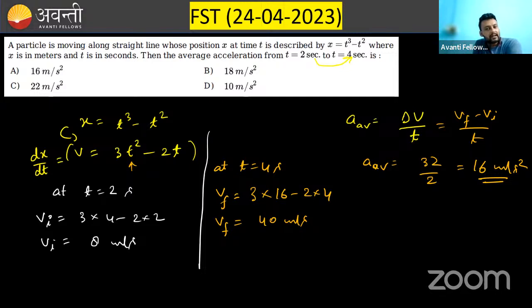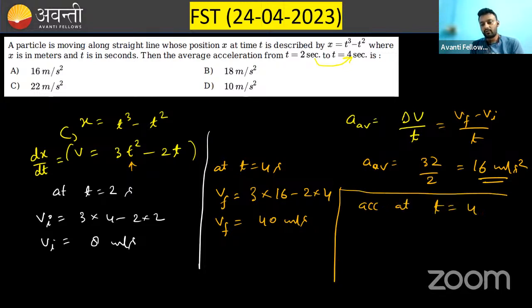Now, can you tell me the instantaneous acceleration at t equals 4 seconds? Can anyone tell me the acceleration? This question is done. Now, tell me the acceleration at t equals 4 seconds. Can anyone tell me?